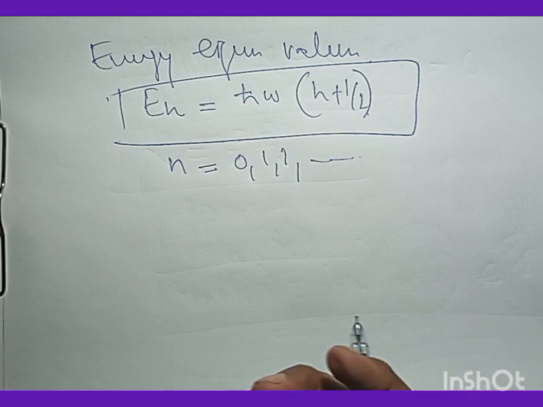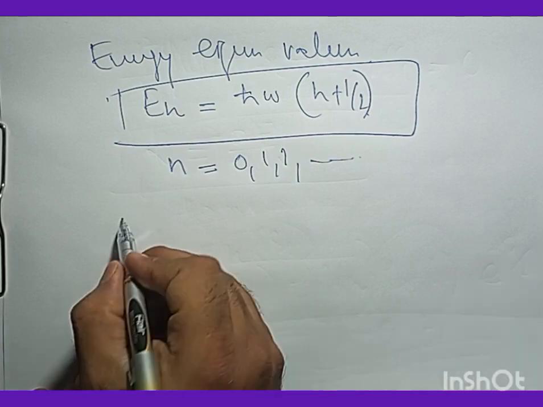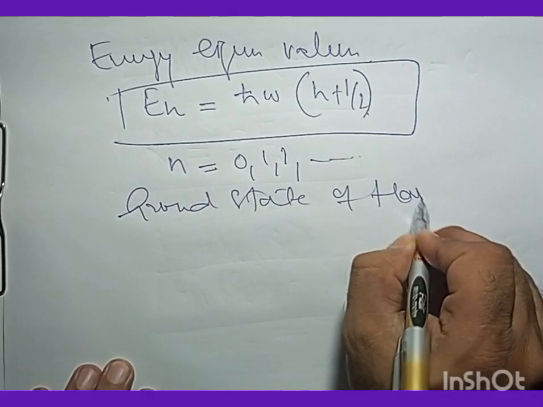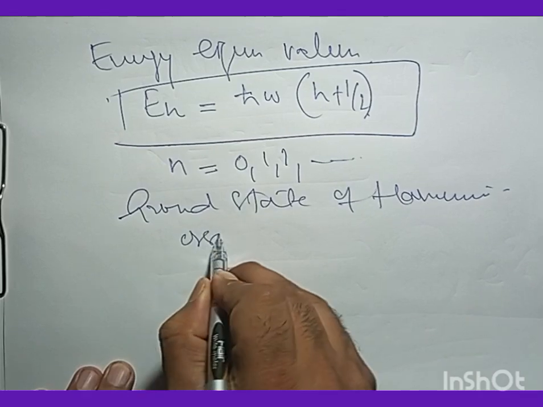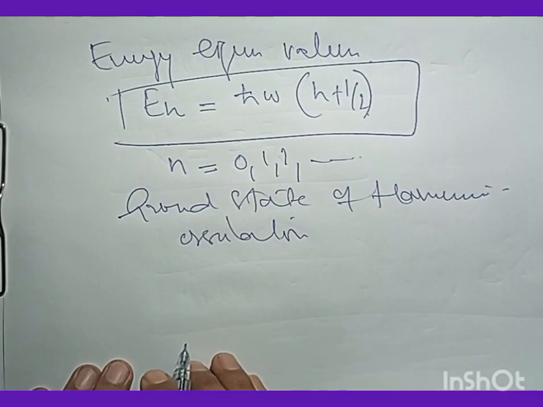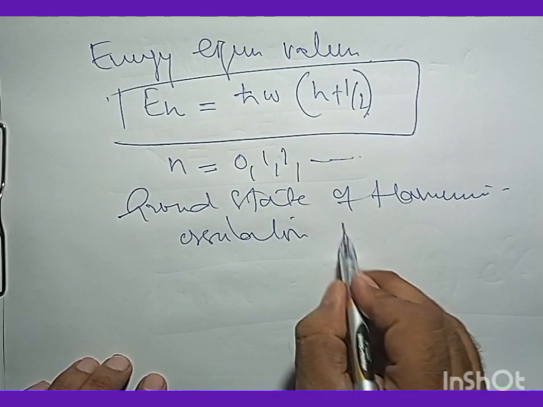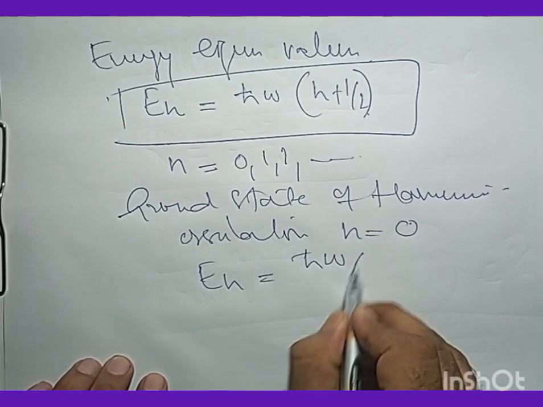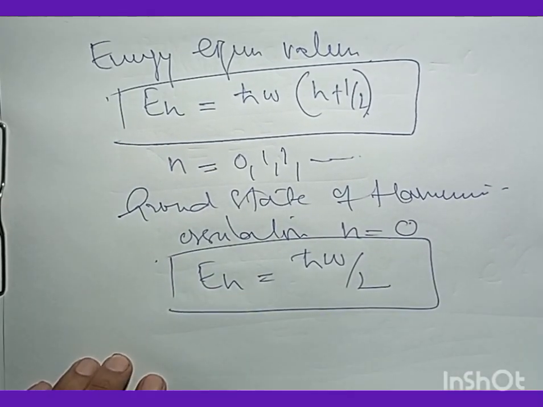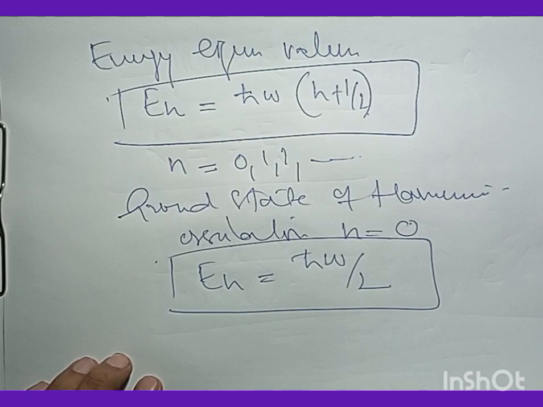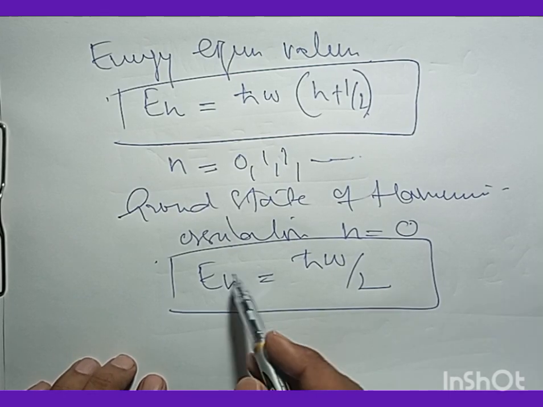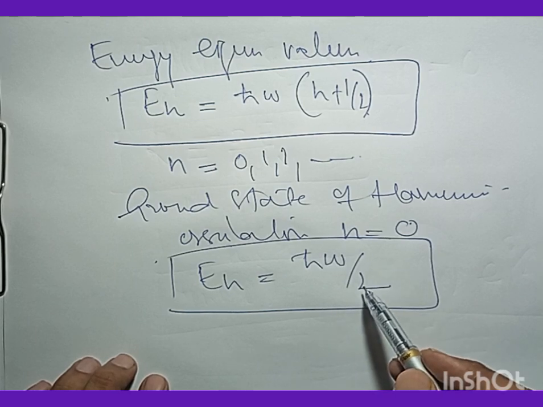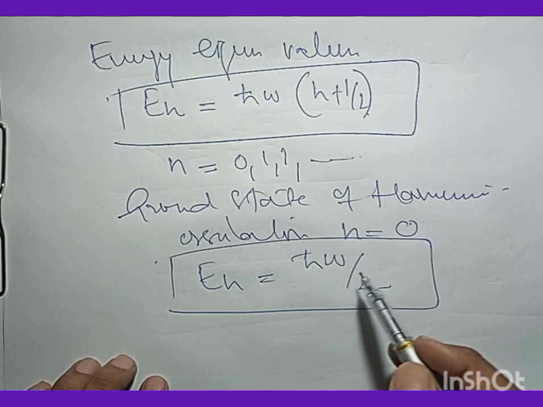And we can take a couple of examples from here. Let's talk about the ground state of the harmonic oscillator. For the ground state, n certainly is equal to 0. So in that case, En is going to be h cross omega by 2. What we observe here is the energy at n equal to 0, which is h cross omega by 2, and we call this energy the zero-point energy.